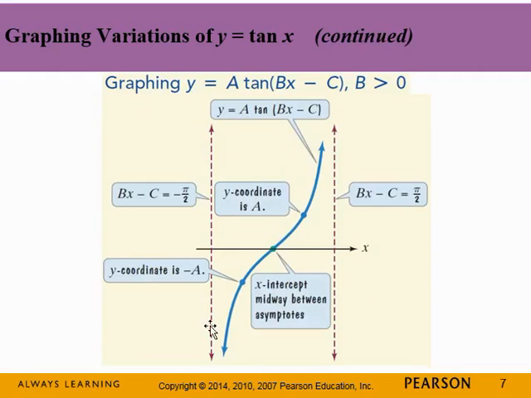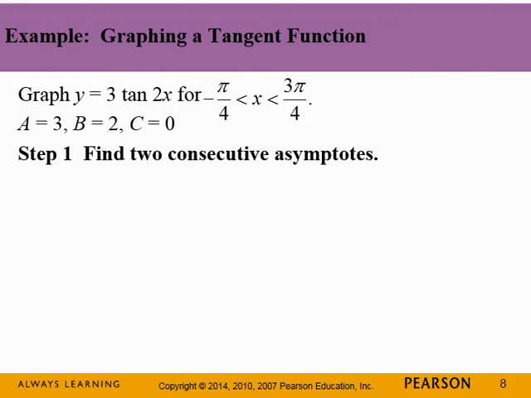So, the blue is our line. We have your x-intercept, which is midway between your two asymptotes. And it just tells you how to find your two asymptotes and then your midway points. So let's look at an example.